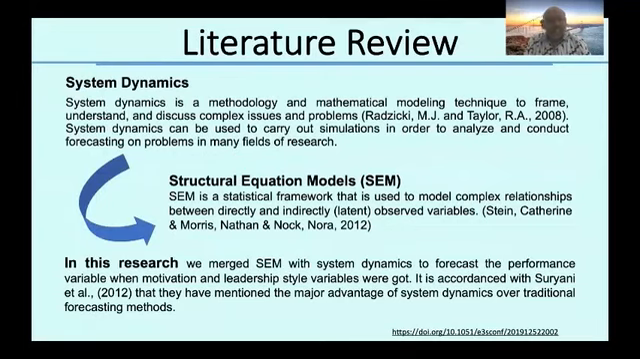The literature review begins with system dynamics. System dynamics is a methodology and mathematical modeling technique to frame, understand, and discuss complex issues and problems. System dynamics can be used to carry out simulations in order to analyze and conduct forecasting on problems in many fields of research. Structural equation models, or SEM.